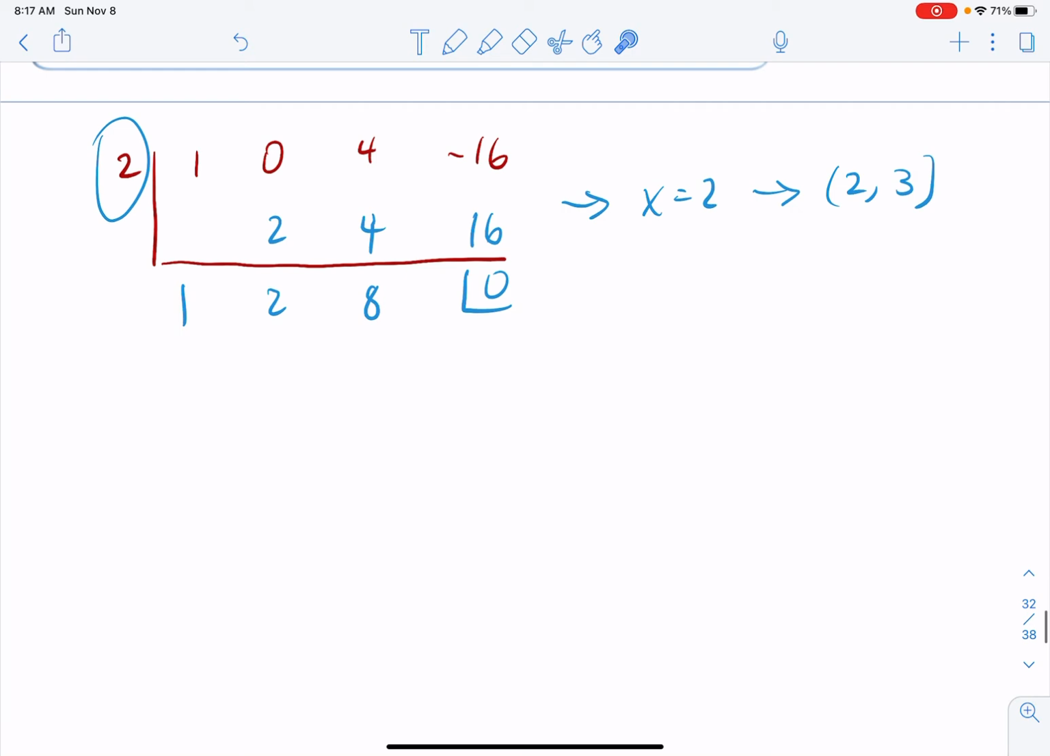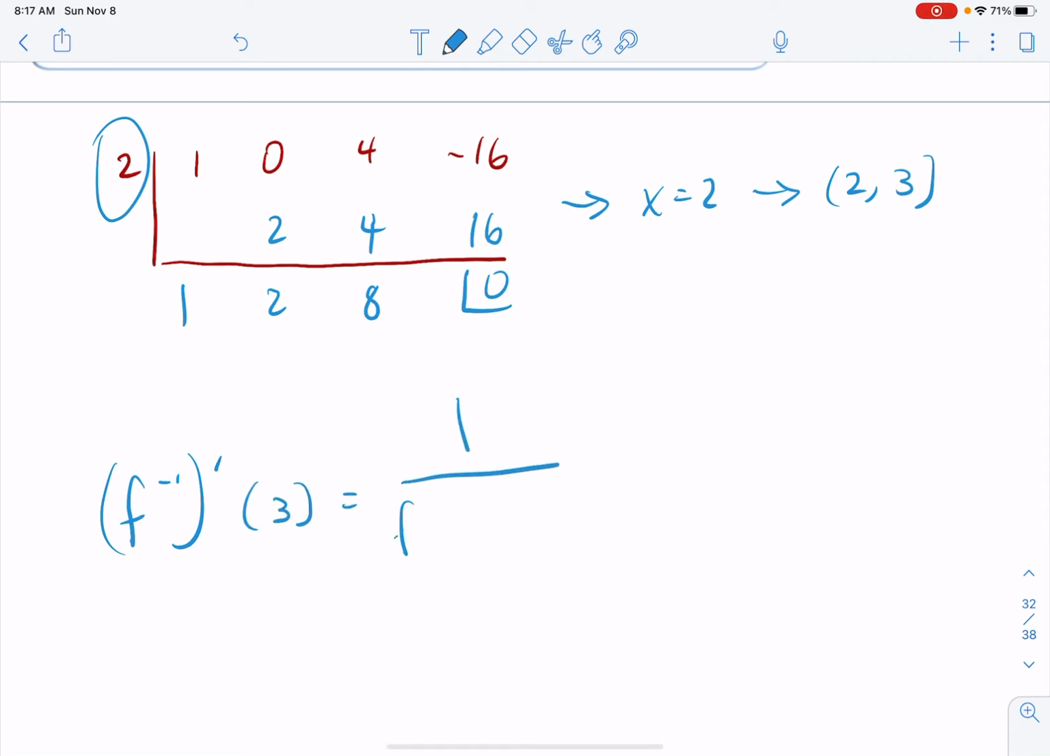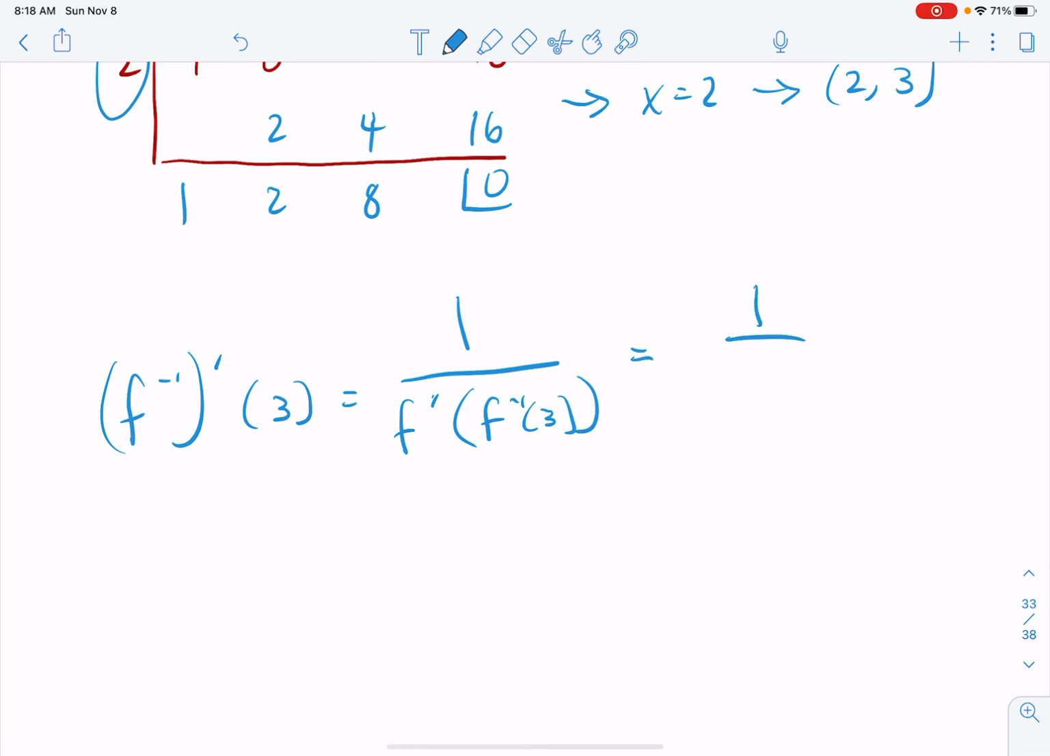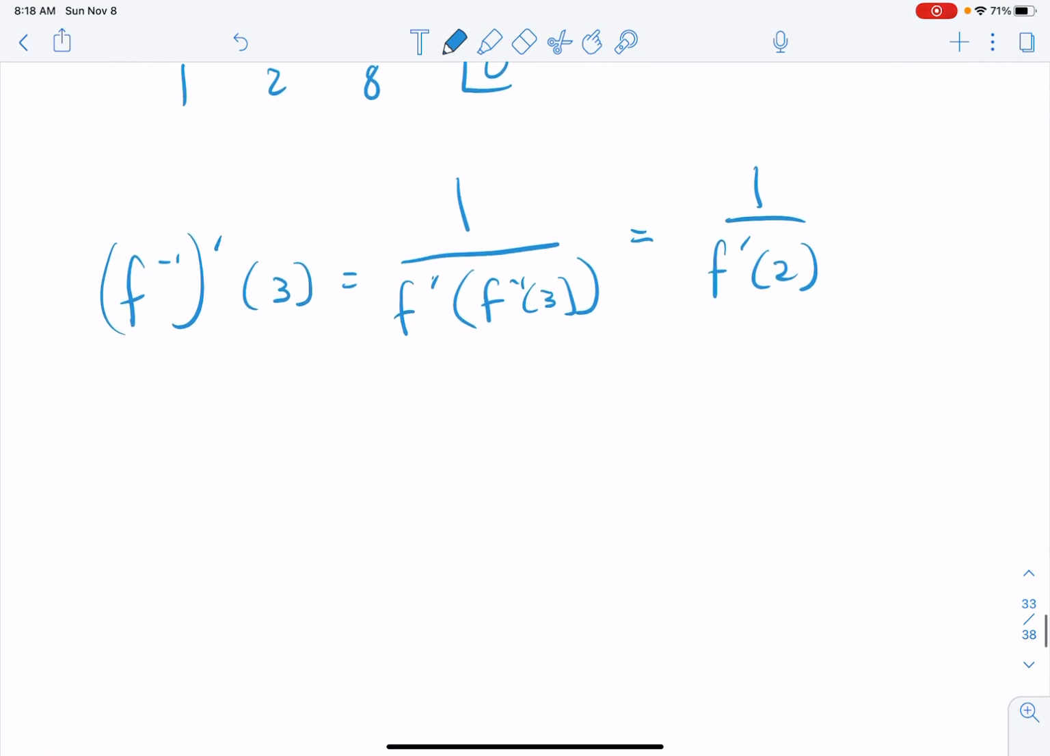So we're going to write our little formula down. First of all, f inverse prime at 3 is equal to 1 over, it's a reciprocal slope, right? But it's the reciprocal slope at the y value, not at the x value. And the way that I write that is f inverse of 3. And we just found f inverse of 3. It's equal to 2. So I'm going to plug that in there. 1 over f prime of 2. What that just means is that I need to find the derivative of our function, plug in 2, and then I just take the reciprocal of that.